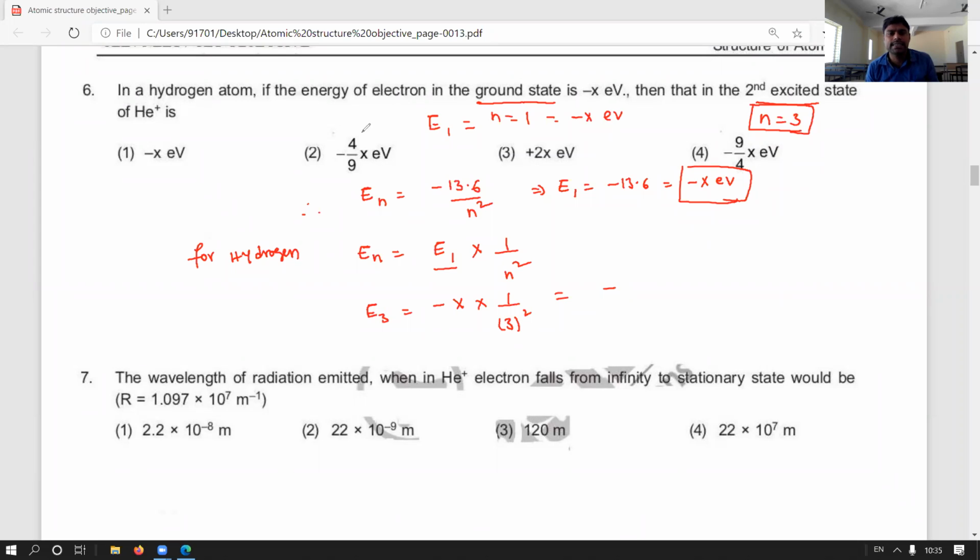But for He plus, hydrogen-like atoms, the energy formula needs Z square. This is for the hydrogen atom, and now for hydrogen-like atoms, the energy of the electron present in the nth orbit is equal to E1 into Z square by n square. For helium ion, Z is equal to 2, means 2 square value is equal to 4, means minus 4X by 9 electron volts. So the answer is the second option.